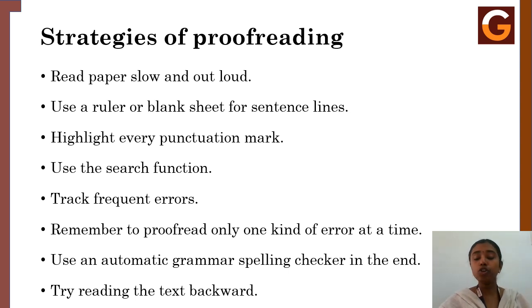And remember to proofread only one kind of error at a time. Suppose you are looking at the punctuation. It is always best to focus on the punctuation throughout, so that you don't miss any part of it. Suppose you're looking into the spelling. First check the spellings entirely and then take the next task, which will help you to complete the entire process itself. And use an automatic grammar and spelling checker in the end.